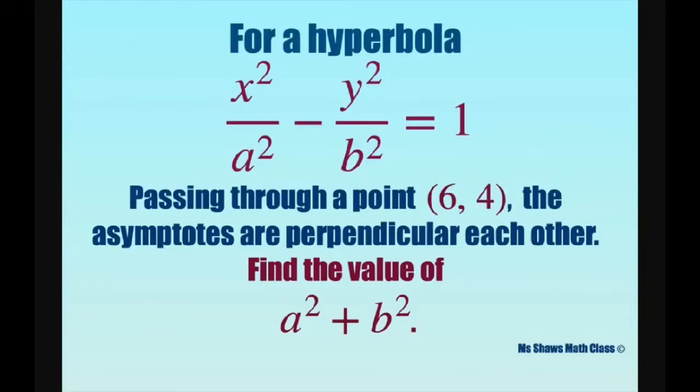One, for hyperbola, x squared divided by a squared minus y squared divided by b squared equals 1, passing through a point (6, 4), the asymptotes are perpendicular to each other. We're going to find the value of a squared plus b squared.